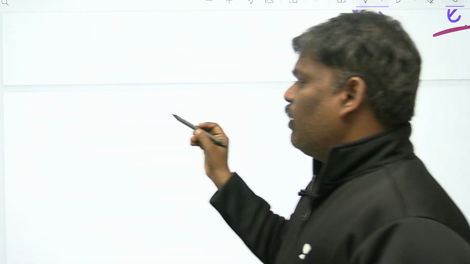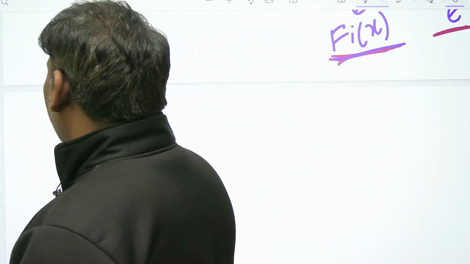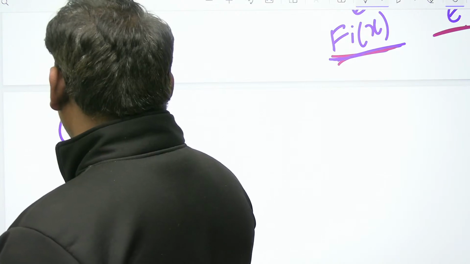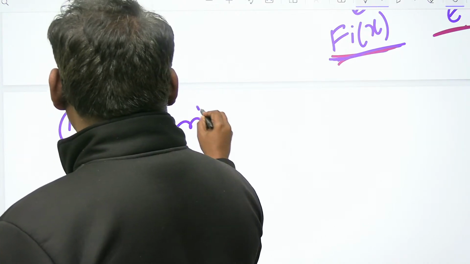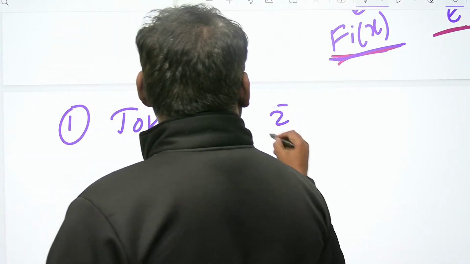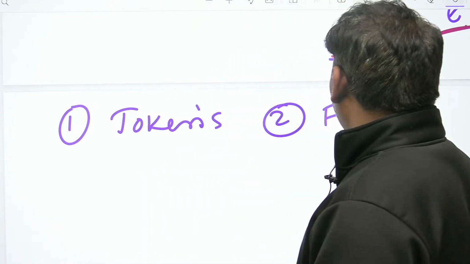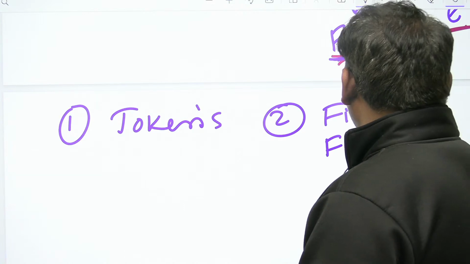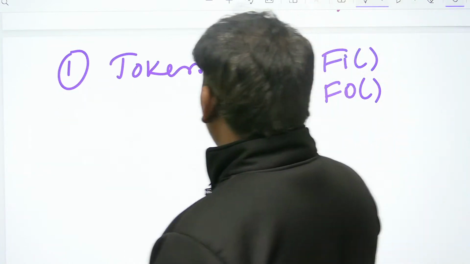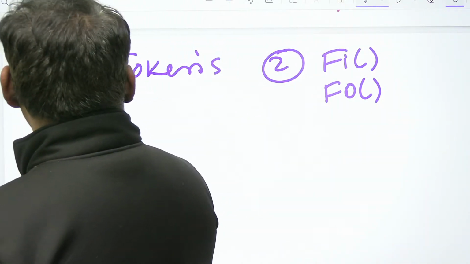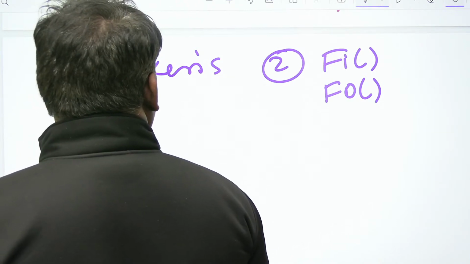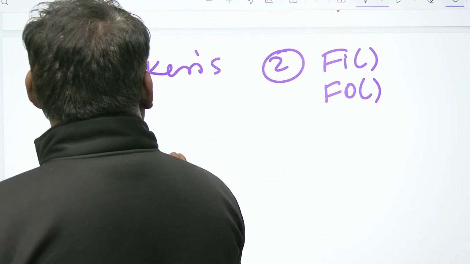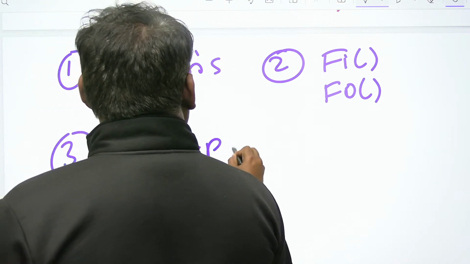Remember everyone, in compiler, one of the important topics. What is the first topic? Tokens finding. Second topic, first and follow. Third topic is LL1 parsing table construction.